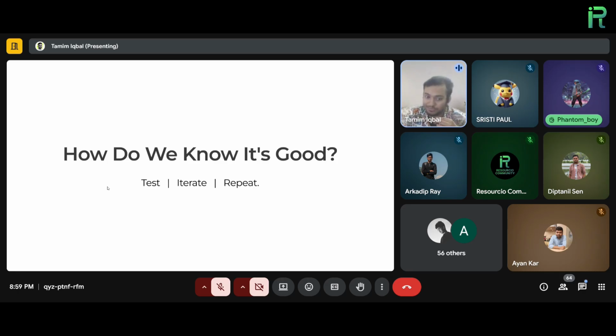Maybe the data you're trying to fetch, the DB is not sending that kind of data, or the DB cannot send that kind of data. These are also things that will make you go and iterate on your design a lot. And yeah, testing and iterating is how a good design comes out.